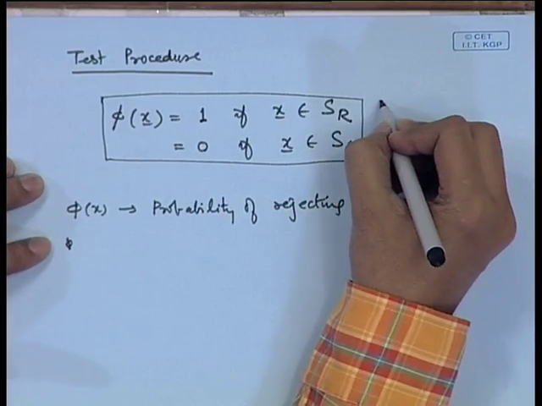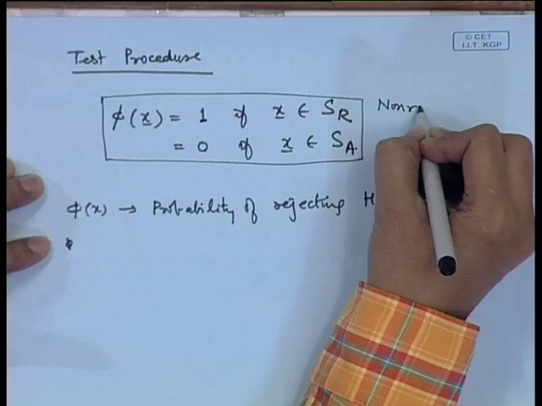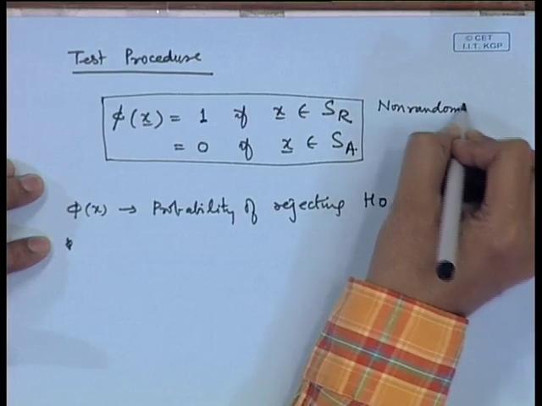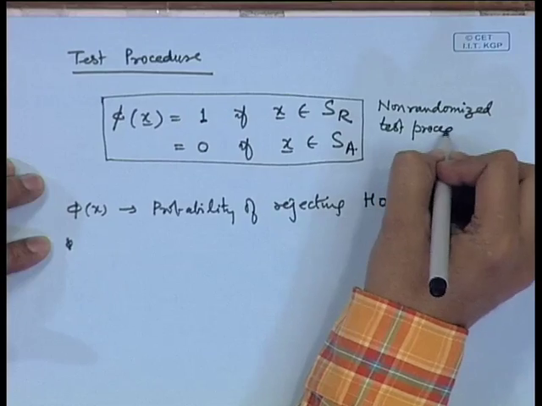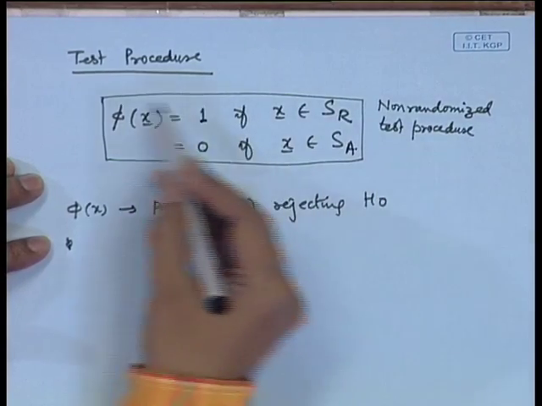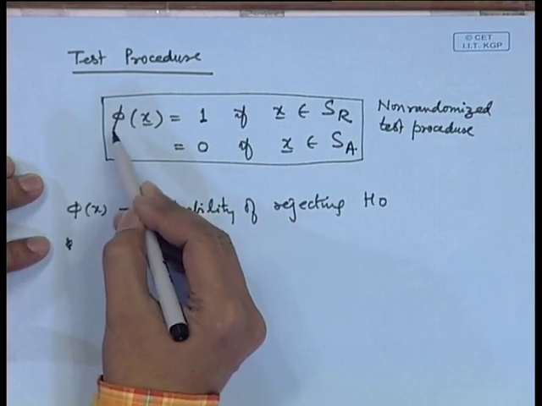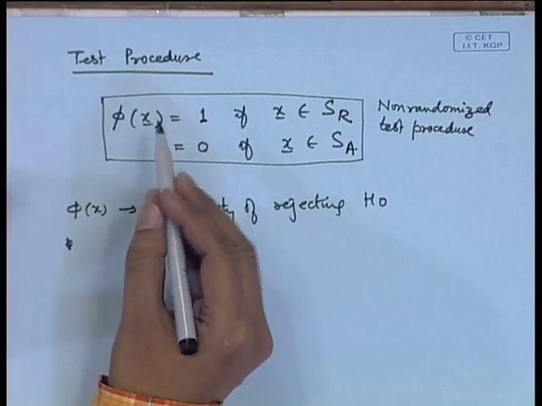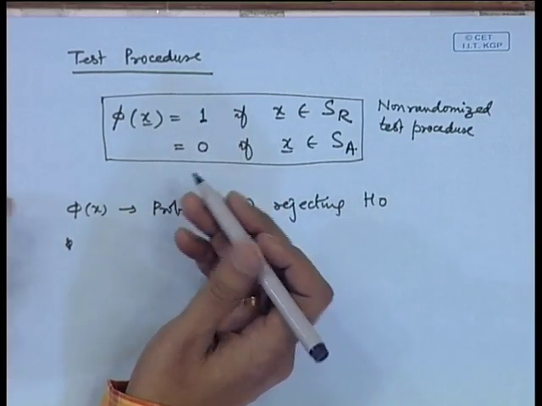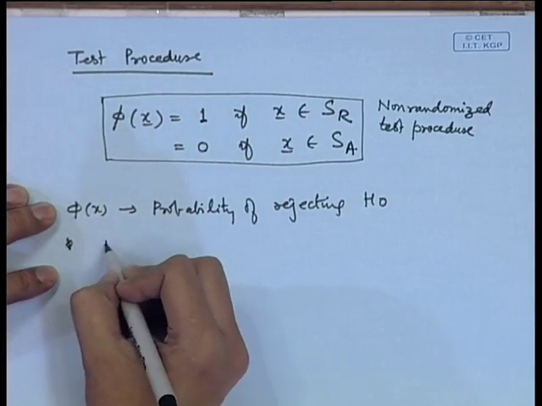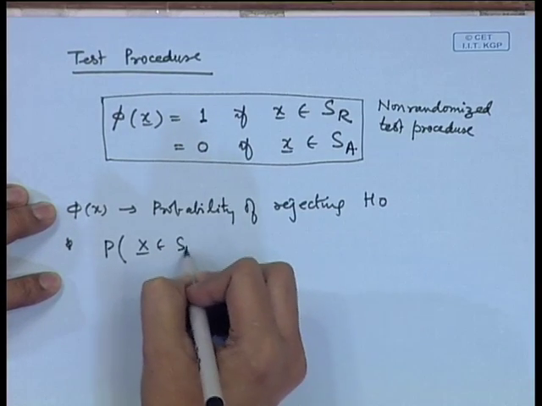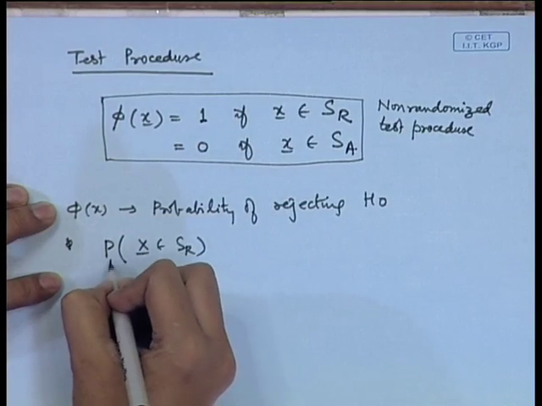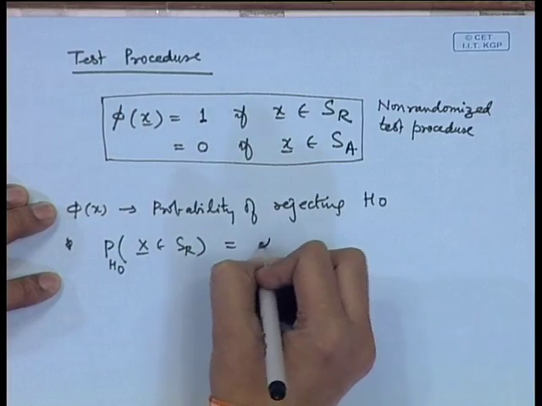So, a non-randomized test procedure, which I described just now, can be described by a test function phi x. However, there may be certain cases, because what we are saying is that the probability of rejecting, that is x belongs to S R, when H naught is true, is equal to alpha.